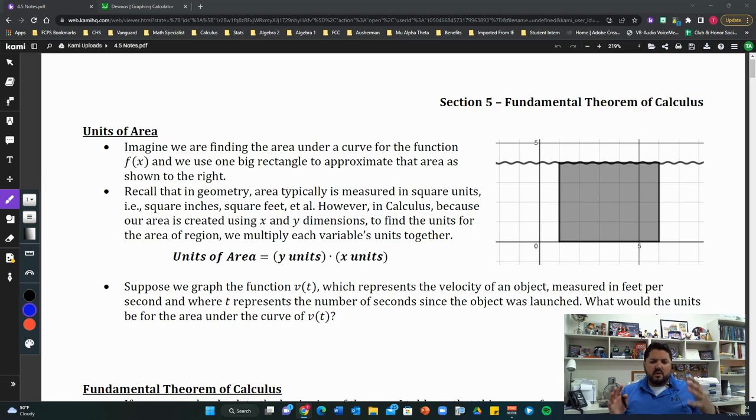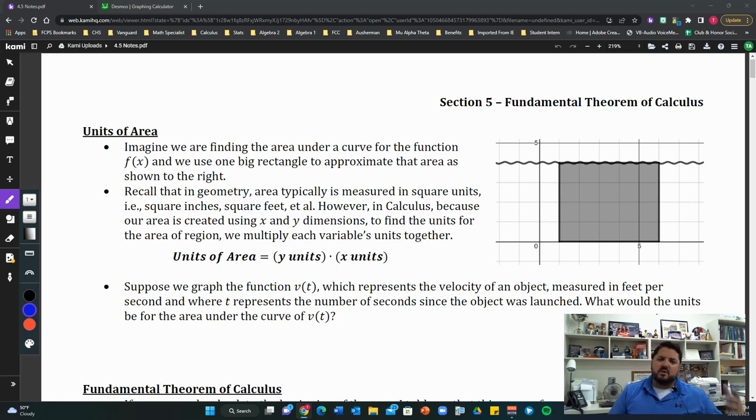So to start, we're going to talk a little bit about units. So imagine we're finding the area of just some generic curve, represented in this case by this little squiggly graph. And to do it, I just draw one big rectangle. No, it's not going to be the best representation or estimation, but for the purposes of talking about its units, one big rectangle is pretty good. So I'm going to use that one big rectangle to approximate the area for that particular region.